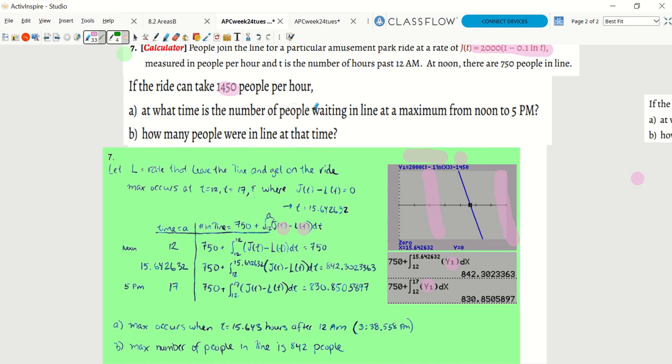At what time is the maximum occurring? The maximum occurs at 15.64 hours after 12 a.m. because this is the highest y value right here. And that occurs, and your maximum y value, which is asking for the actual number of people in line, is 842.